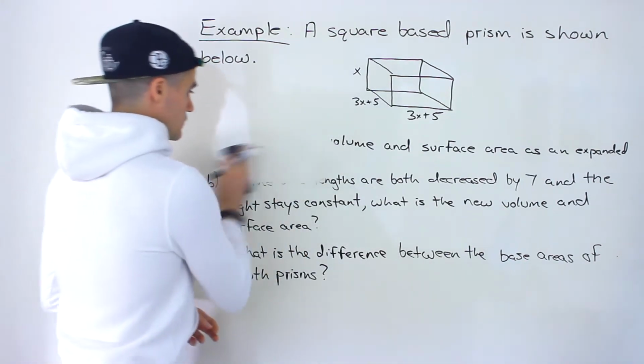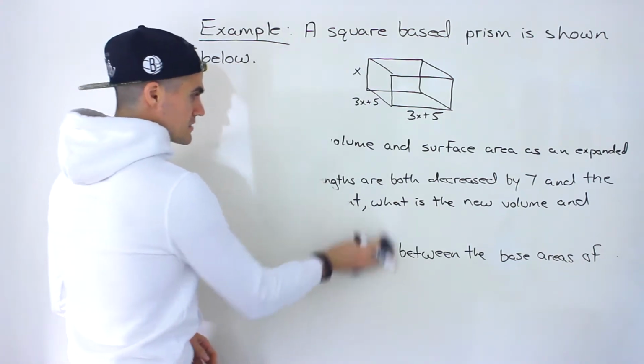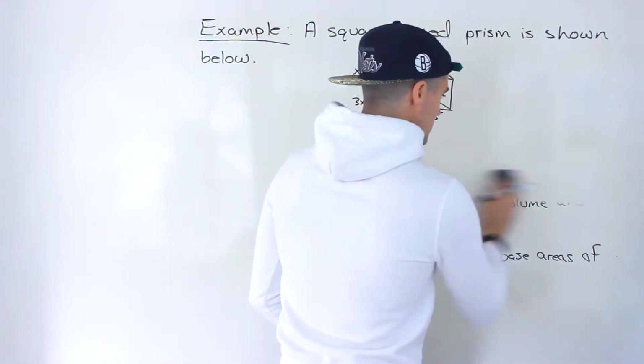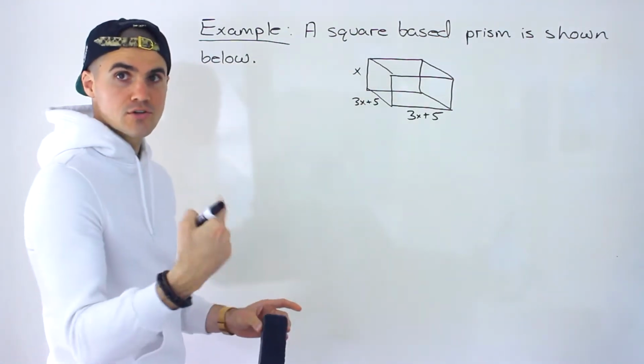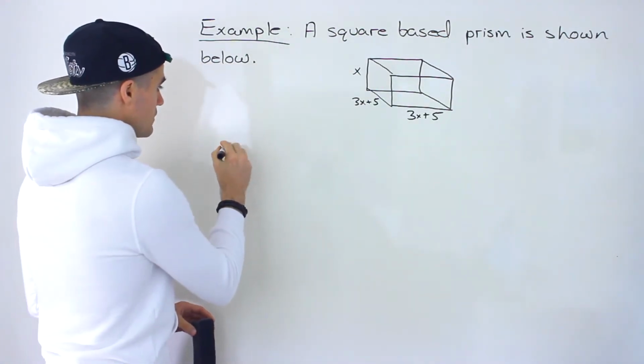So let me erase this over here. And let's start off with part A. Part A, we're just asked to find the volume and the surface area. So let's start off with the volume.